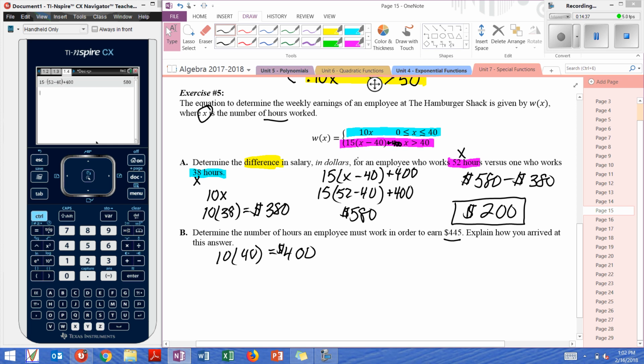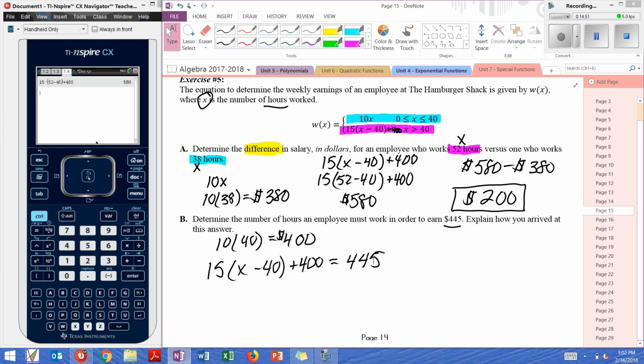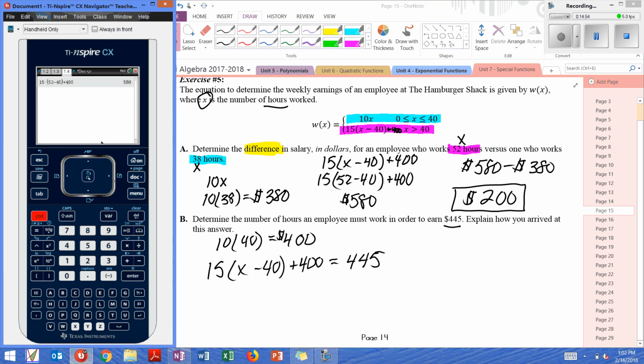So what we had to do is use this second piece, and that second piece had to have equaled 445. Now I could go through and solve for x, which I think is kind of annoying, or what I could do is just graph it and look at its table, which conveniently for me, I have already done here. So I've graphed my piecewise function. You can see this up here. And I am going to look for $445 in my table.